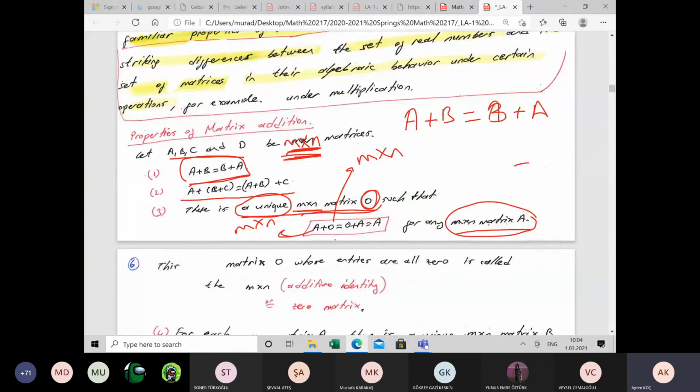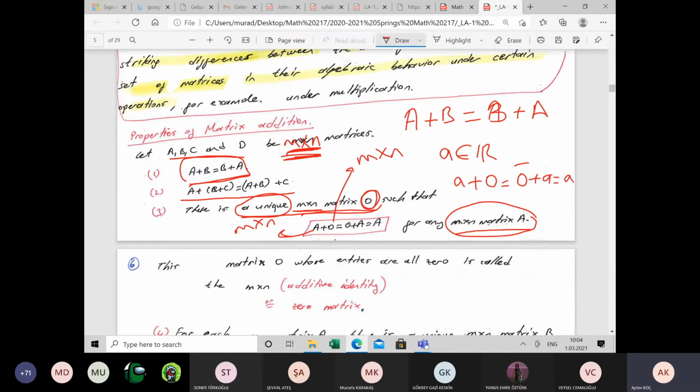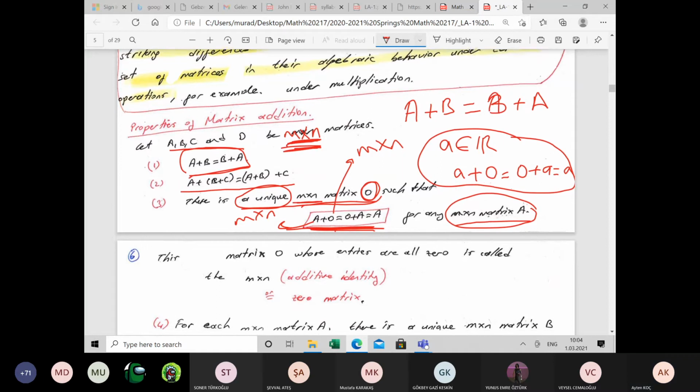And we know this property for real numbers: take any real number R, it's okay. We know that A plus 0 is equal to 0 plus A is equal to A. This property is valid for matrices here too. It's okay. There exists the unique zero matrix. It's okay.